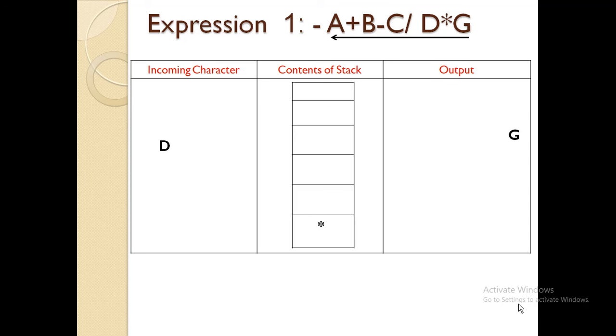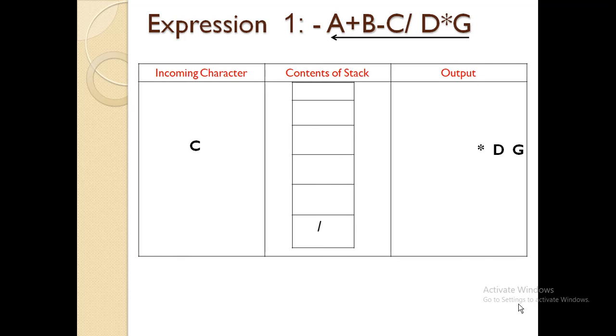Now next is d. d is an operand, so directly display it onto the output string. Next is division. Now compare the priority of division and multiplication. Both operators have equal priority. So if there are equal priority operators, pop the equal priority operator which is inside the stack and push the incoming operator. Now next is c. c is an operand, so directly display it onto the output.